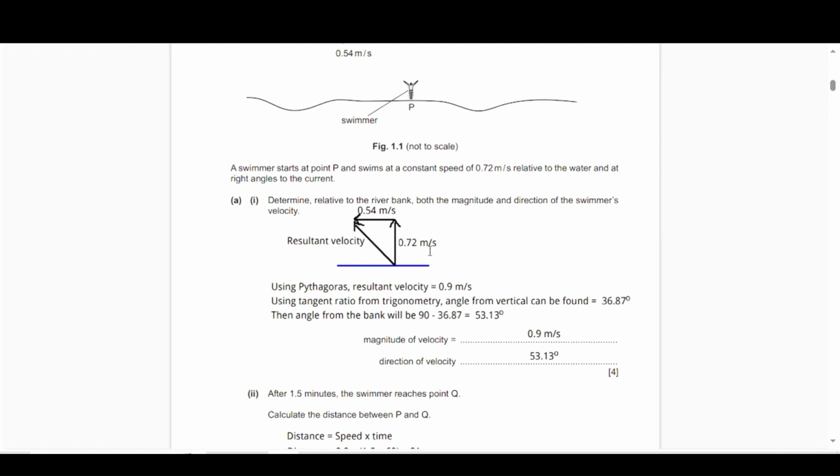So that's going to be the 0.72. If you take a ratio of that, and then we do what's called the tangent inverse to be able to calculate the angle, we will find that the angle from the vertical is around 36.9 degrees.